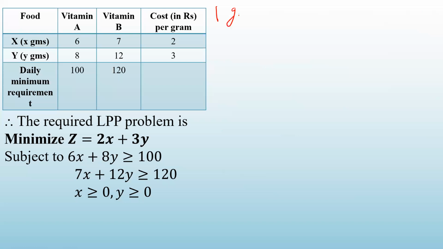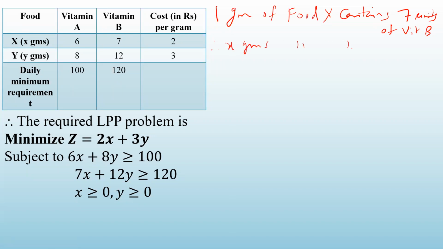1 gram of food X contains how many units of vitamin B? 7 units of vitamin B. Look at the table. It is what I have written. 1 gram of food X contains 7 units of vitamin B. But how many grams is he eating? X grams. Therefore, X grams of food X will contain how many units of vitamin B?